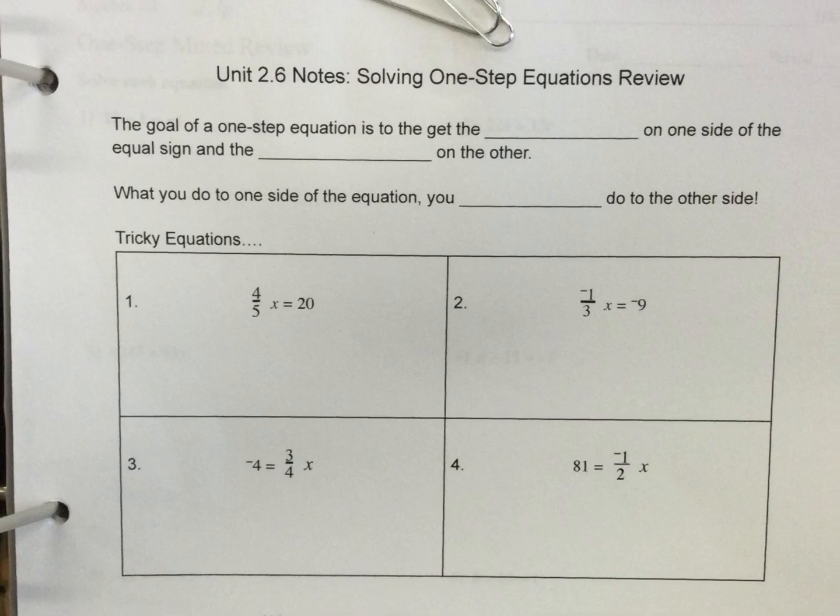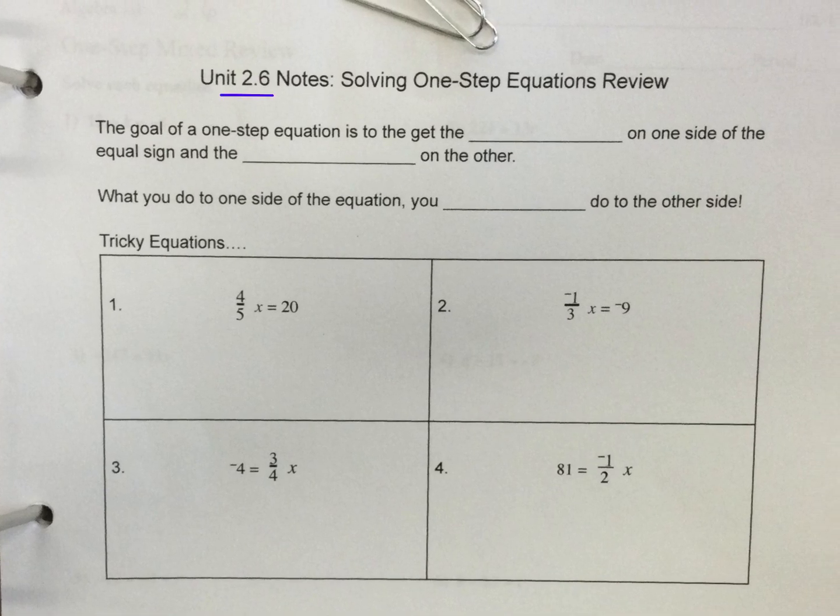All right, these are your 2-6 notes. The goal of one-step equations is to get the variable, which also means letter, on one side of the equation and the numbers on the other. And what you do to one side of the equation, you must do to the other side.